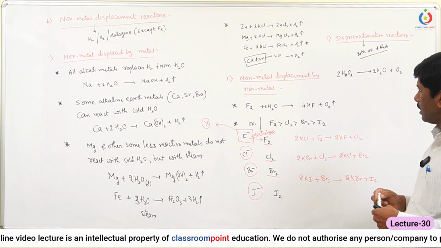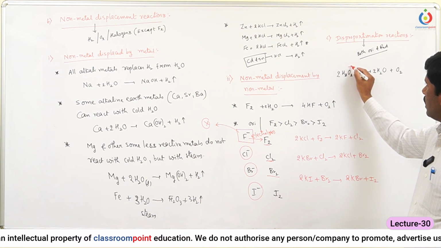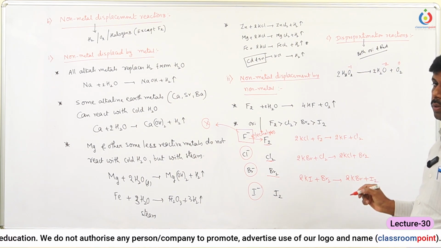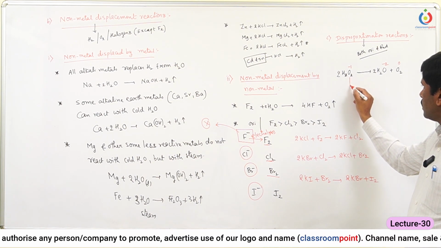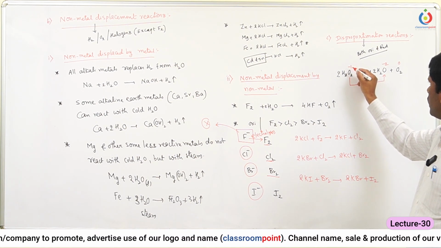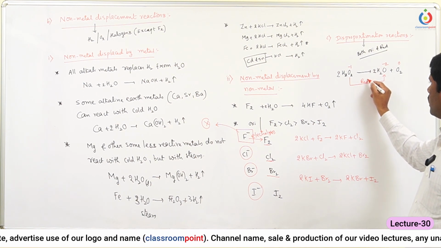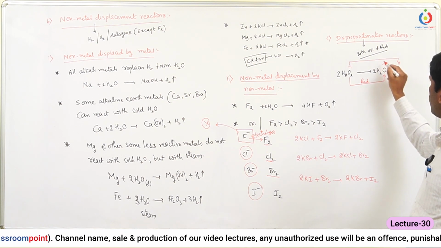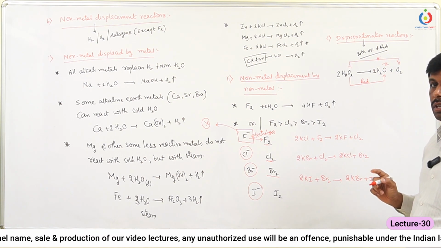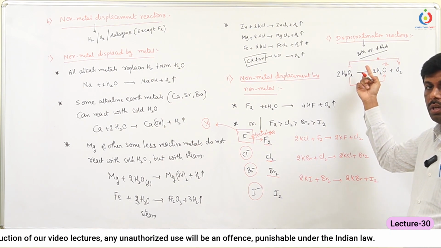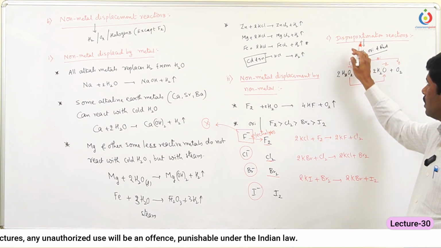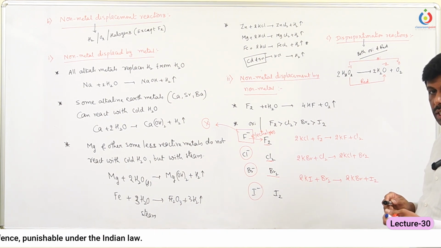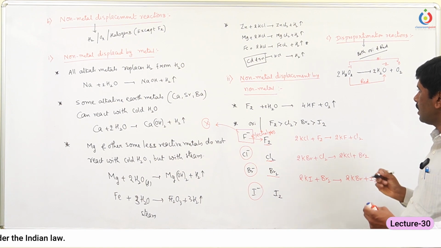Let us see the oxidation state. The oxygen oxidation state in H2O2 is -1. Here it is -2. Here it is 0. So the same oxygen undergoes reduction: -1 to -2 means the value decreased, so it's a reduction process. And -1 to 0, the value increased, oxidation. So the same element undergoes both oxidation as well as reduction. That's why these are called disproportionation reactions, if the same element participates in both oxidation as well as reduction.